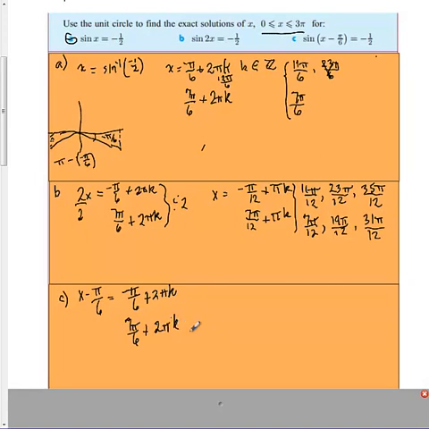And now, to finish, all I need to do is add pi over 6 to both sides, and I get x equals, well, minus pi over 6 plus pi over 6 is 0, plus 2 pi k.